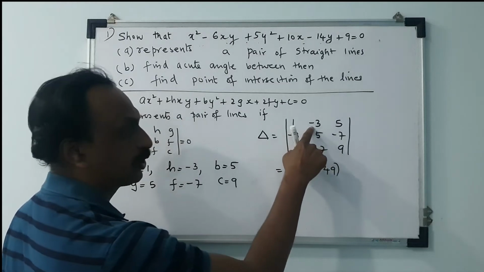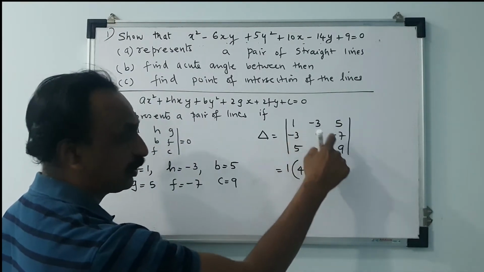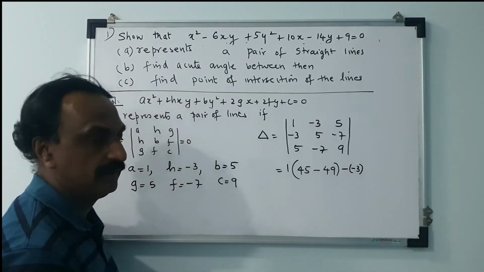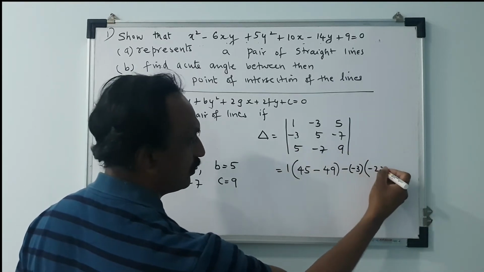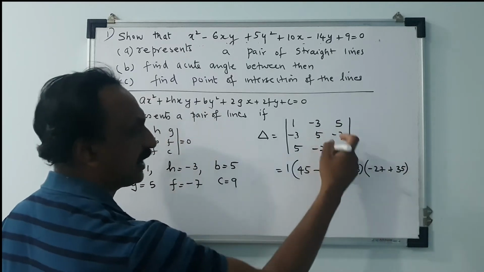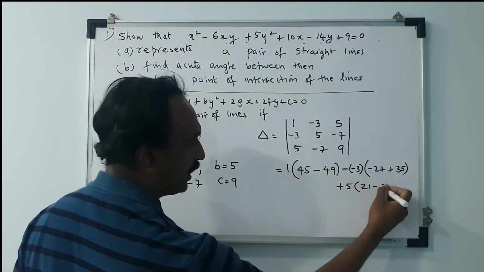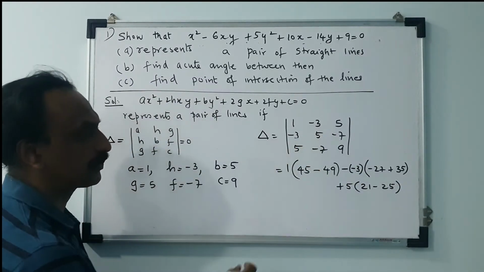Then the second term should be taken with a negative sign. First term with a positive, second should be taken with a negative sign. So it is minus of the minus number 3 in the bracket, minus 27 plus 35. Last number 5 with positive sign, 21 minus 25. 21 minus 25. I hope once again I explained to you.